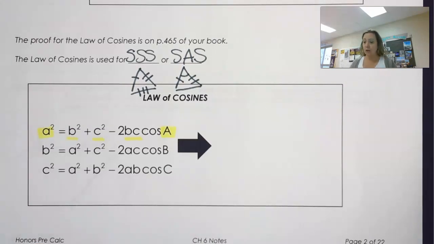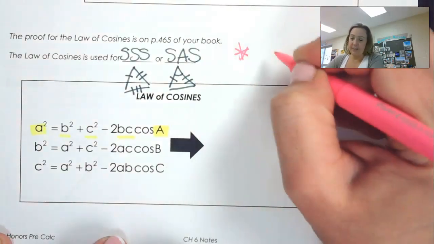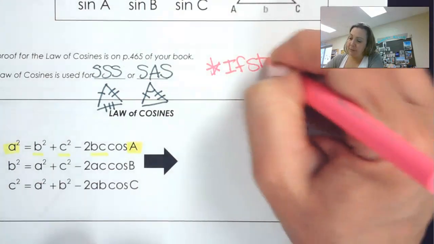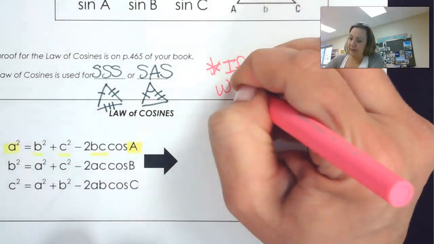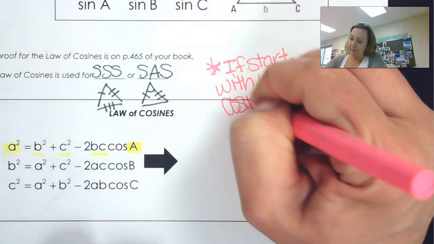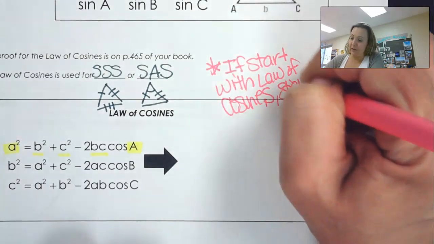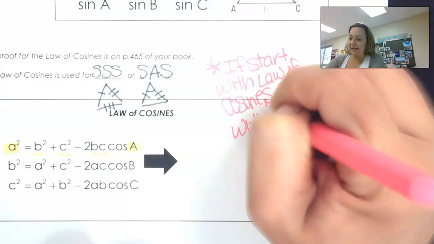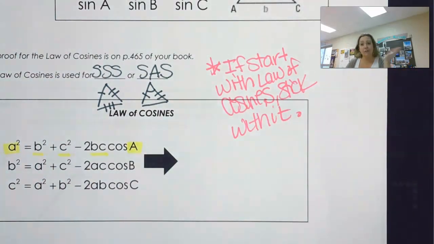One thing is that if you start with the law of cosines, stick with the law of cosines. I know the law of sines is a lot nicer, but I'm going to just put that little note here. If you start with law of cosines, stick with it. The reason is that what's nice about the law of cosines is that when we think about solving for an angle, inverse cosine will give us angles in quadrant 1 and in quadrant 2. So it'll give us obtuse angles in addition to the acute angles.